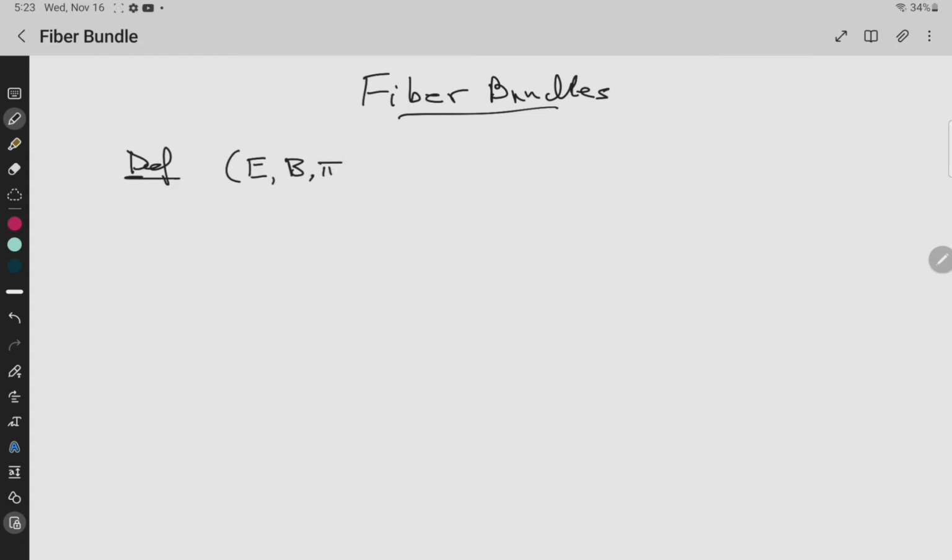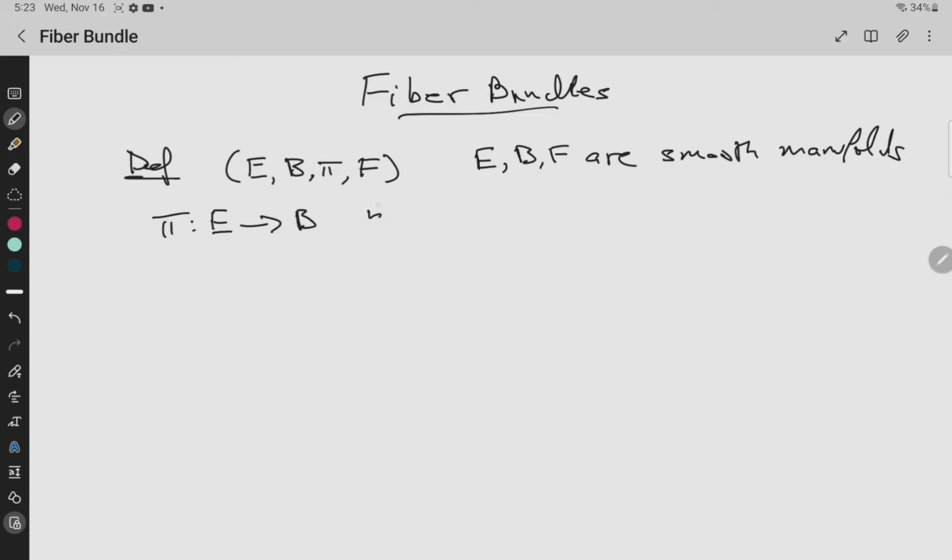E is the total space. B is the base space. Pi is the bundle projection operator. And F is the fiber. E, B, F are all smooth manifolds. And the bundle projection function is a surjective map onto the base. Now this is one way to write the bundle, just by this statement right here. Or you can write it in parentheses with these four objects up here.